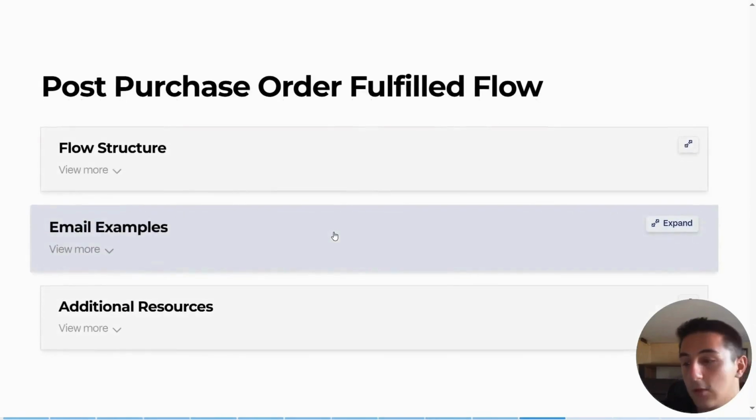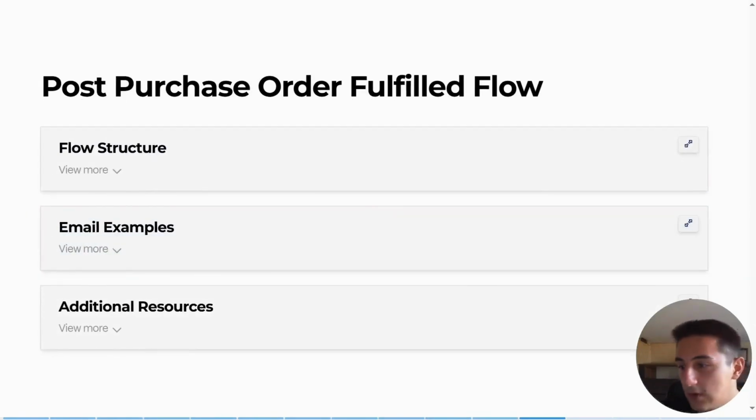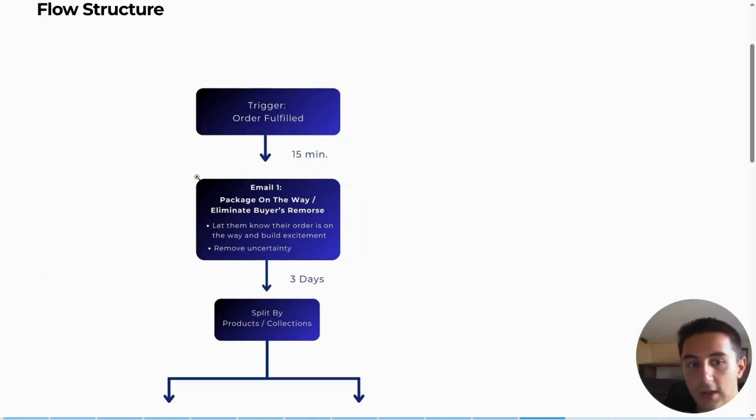This one gets triggered right after the order is fulfilled, and this is the post-purchase order fulfilled flow. So the flow structure, email 1 in this sequence is all about eliminating buyer's remorse and building excitement. So the goal here is to reassure the customer that they made the right choice while also letting them know their package is on the way. And here's how to do it.